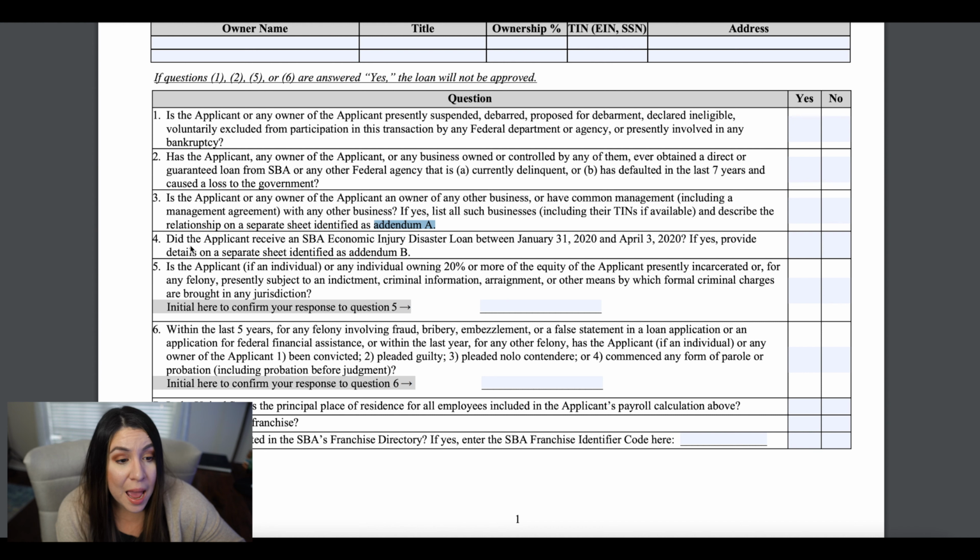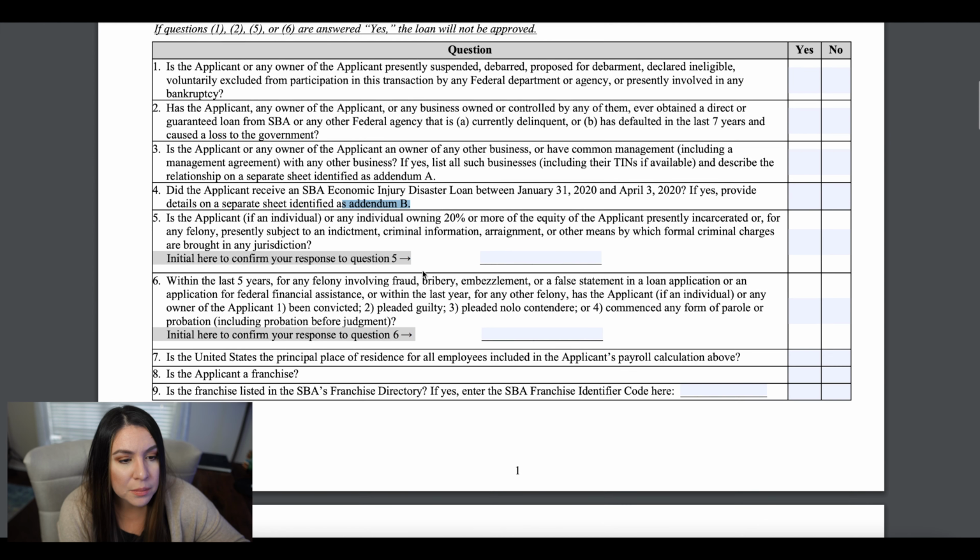Number 4, did the applicant receive an SBA economic injury disaster loan between January 31st, 2020 and April 3rd, 2020? If yes, provide details on a separate sheet identified as Addendum B. I'm curious to see if they're going to provide more information in the instructions about that. So I'm going to look at that real quick.